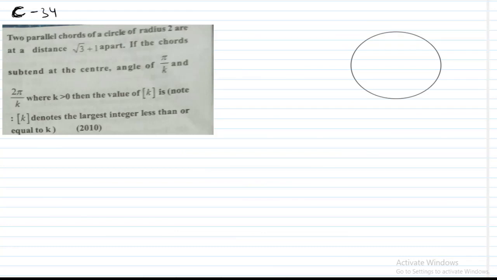Okay students, our 34th problem. Two parallel chords of a circle of radius 2 are at a distance of root 3 plus 1 apart. Okay, first of all I want to draw the diagram. Assume that these two are two parallel chords. What is given? My distance between these two parallel chords is root 3 plus 1. Somewhere the center is here. The radius of the circle is given as 2.